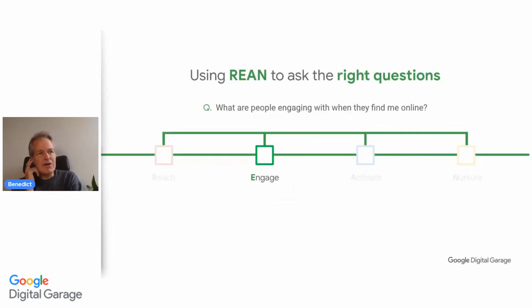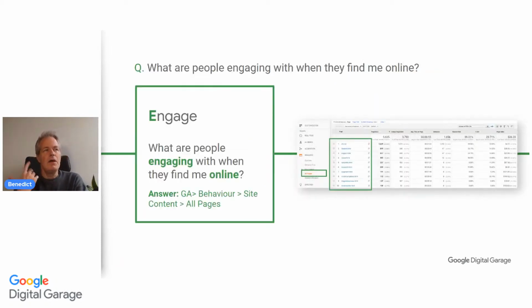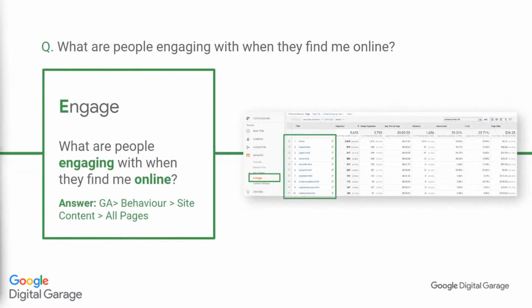Okay, using Rian to ask the right questions. What are people engaging with when they find me online? Engage. So let's have a look at this. So you go to Google Analytics, you can go to behavior, you can see as well what's been chosen there on the right. Then you go to site content, all pages, and then it gives you the different ones. Now, this is very typical, right at the top is home. That's very typical with different websites, that'll be at the top.